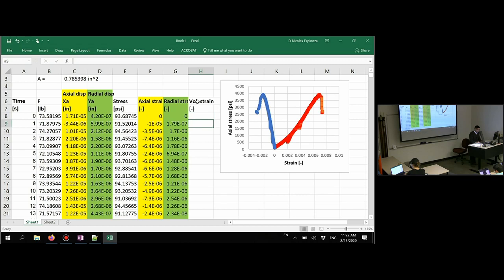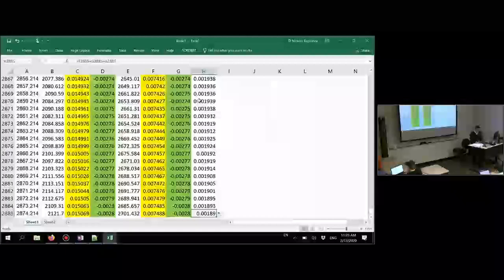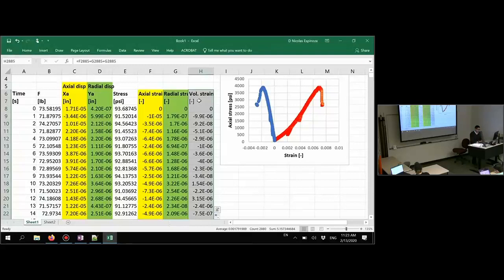So volumetric strain is going to be the axial strain plus one of the radial strains plus, again, that radial strain, or 2 times that radial strain. Don't worry about the signs. You have to add up everything. Some of them are negative, and that's going to be considered with its own sign.